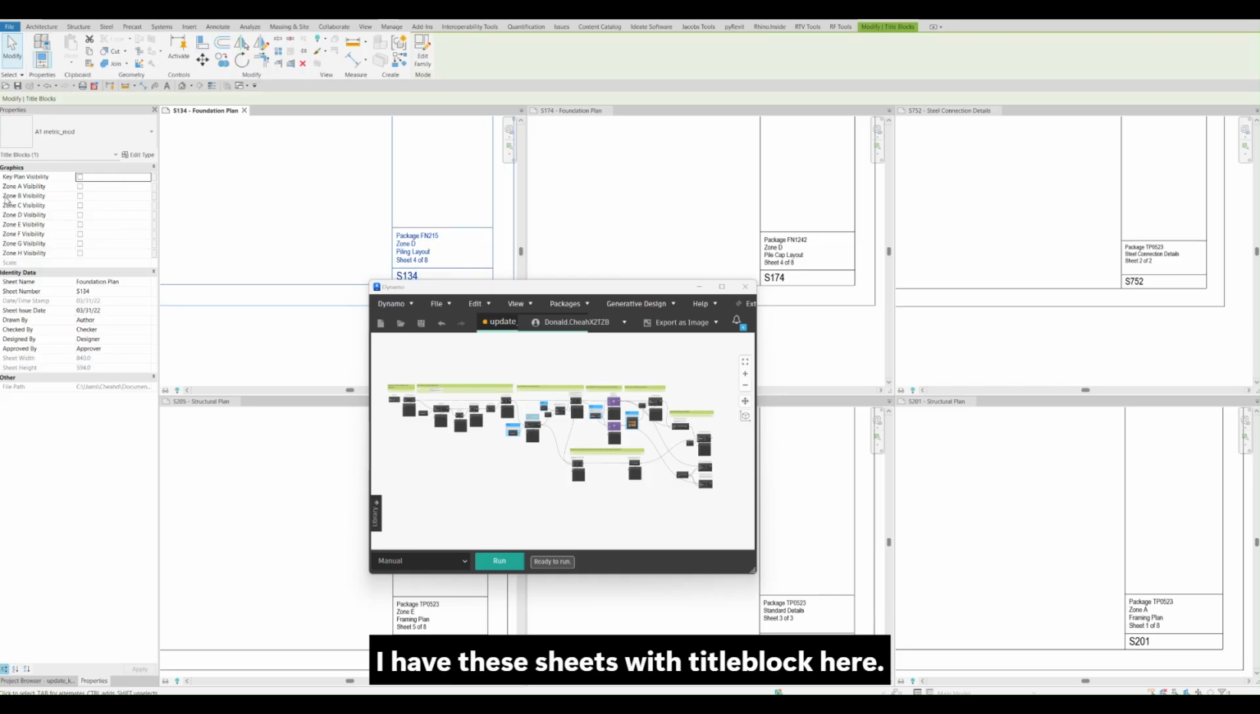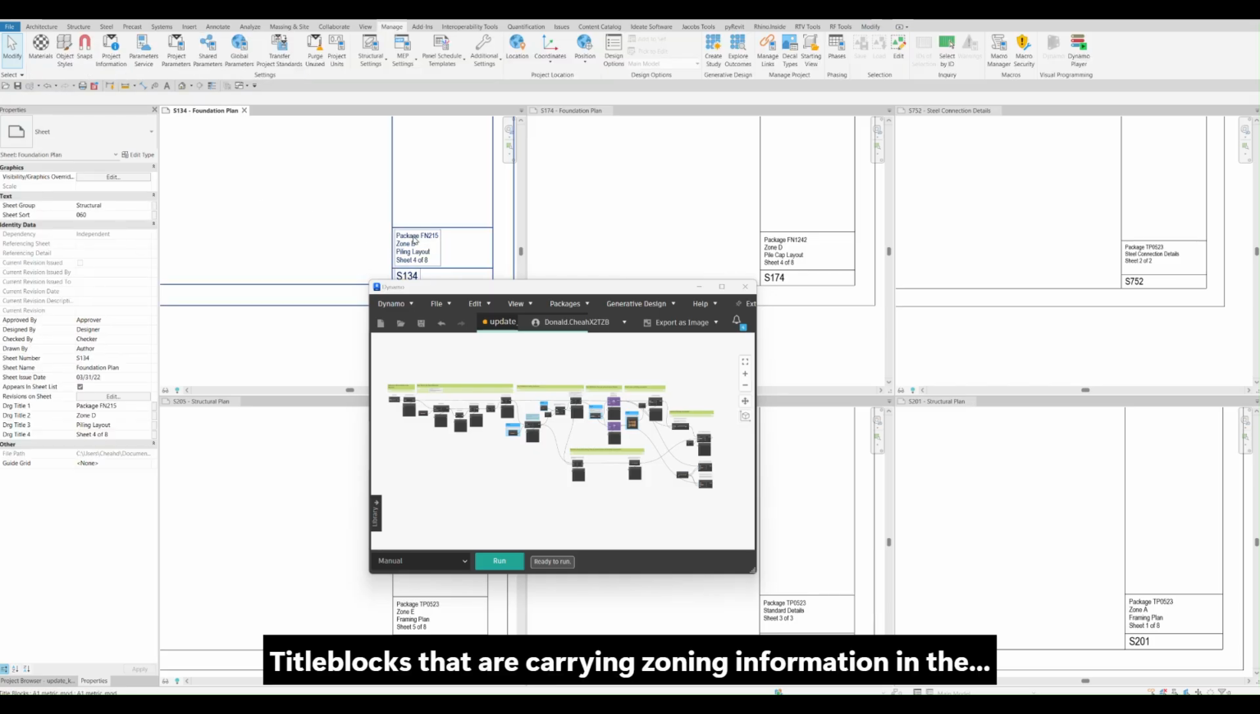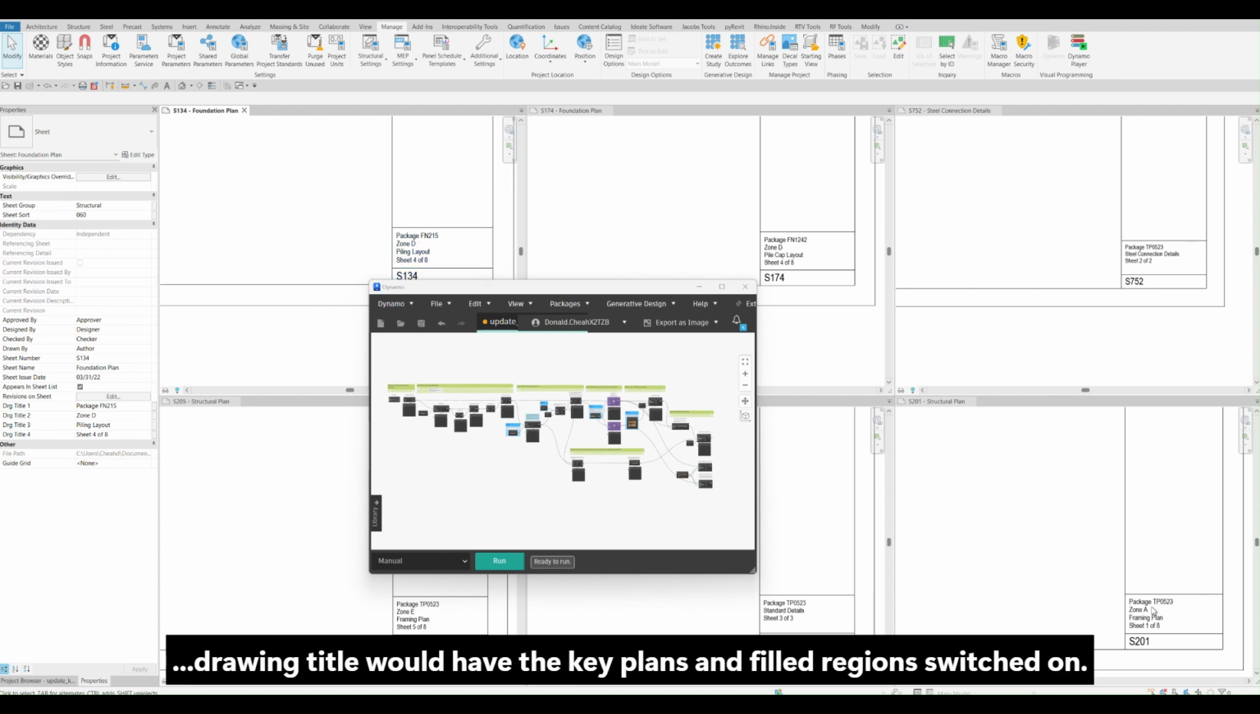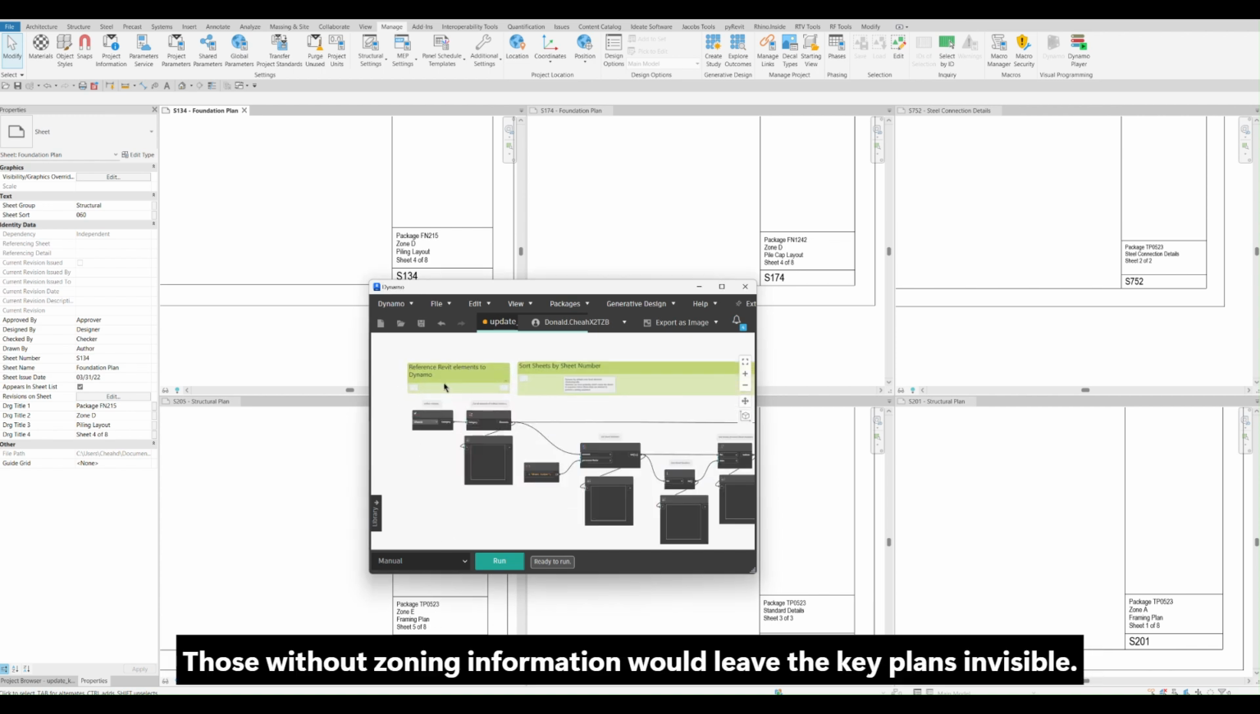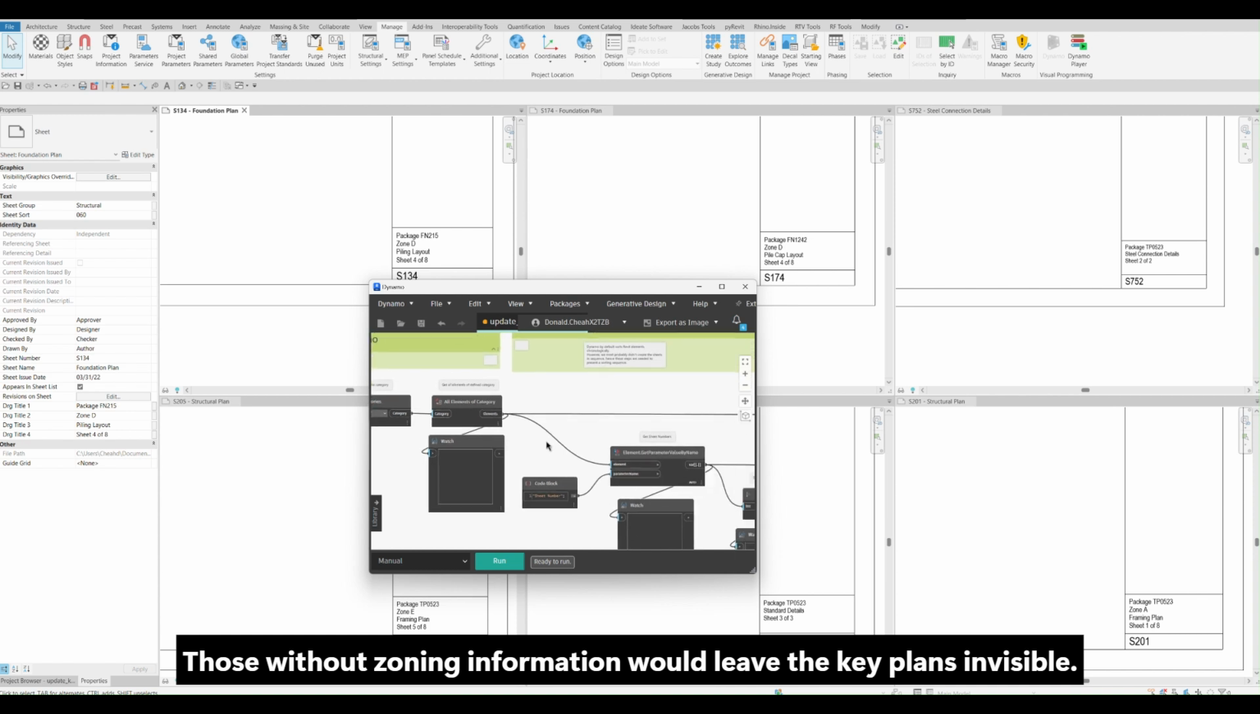I have these sheets with title blocks here. Title blocks that are carrying zoning information in the drawing title would have the key plans and filled regions switched on. Those without zoning information would leave the key plans invisible.